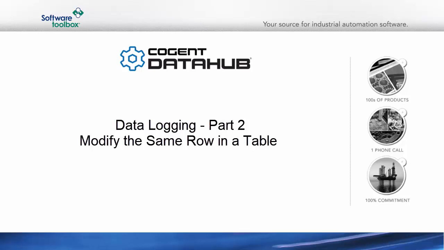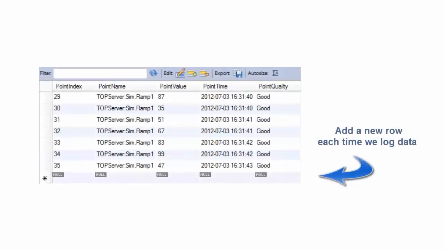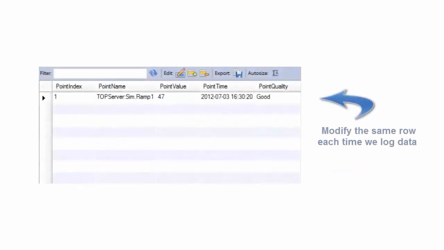Hello, this is the second video showing you how to configure data logging in the Cogent DataHub. In the first video, we created a database table and configured the DataHub to add a new row to the table each time we logged a new data value. In this second video, we will work with a pre-existing table within the database and configure the DataHub to modify the same row in the table each time we log data.